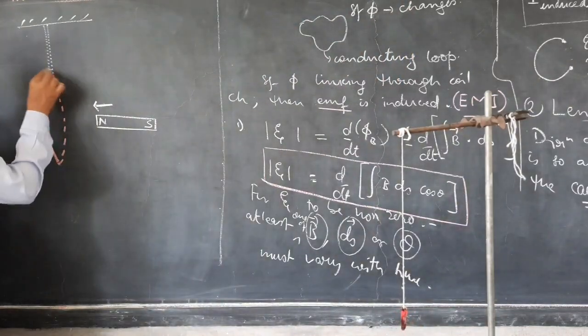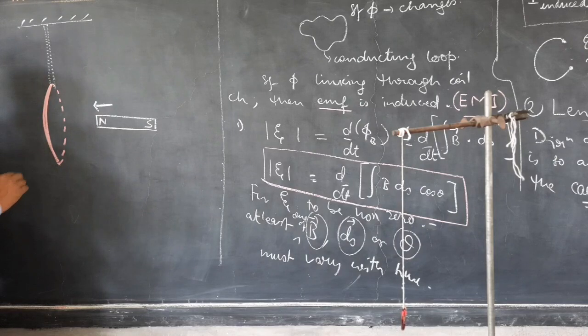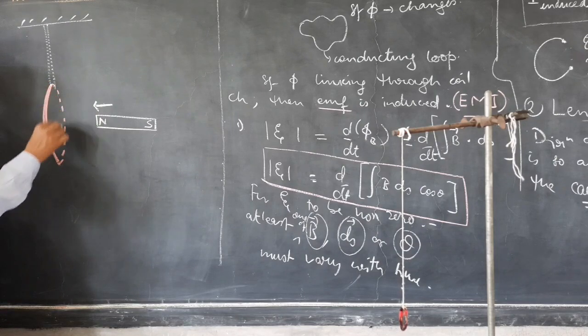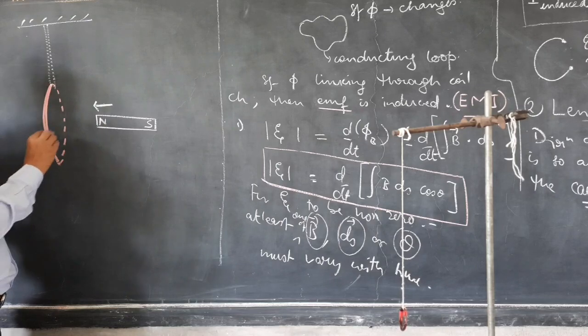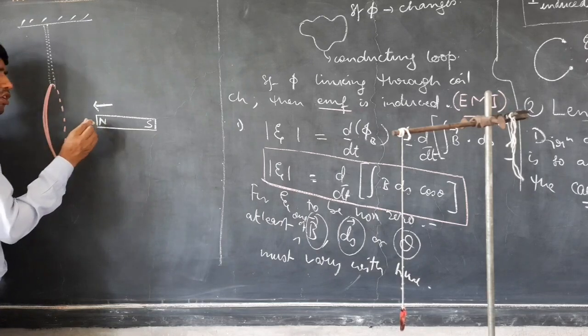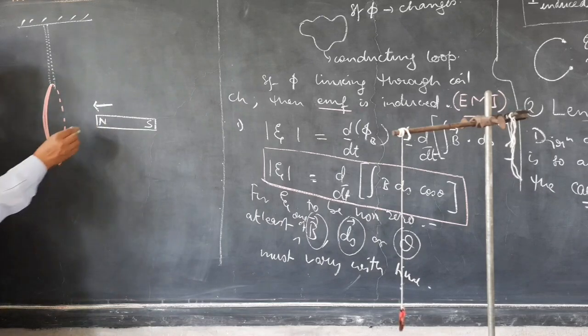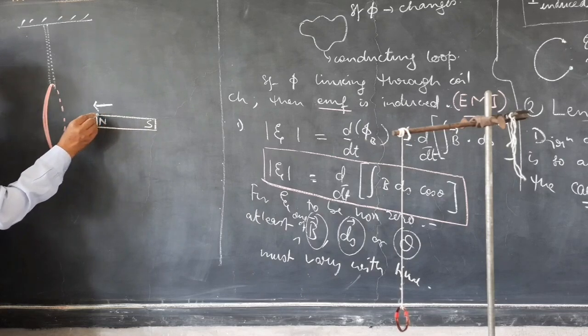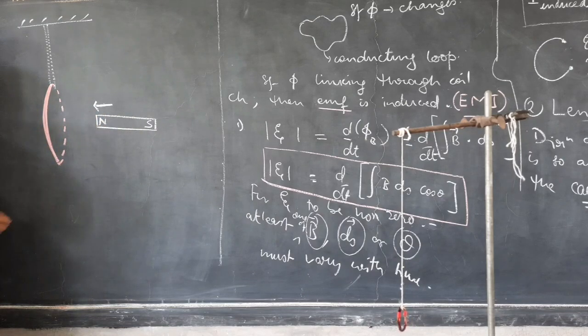So, this coil will produce a magnetic field. It will have an induced current. That induced current will produce some magnetic field. That magnetic field should try to oppose the increasing magnetic field by bringing a magnet close to it.